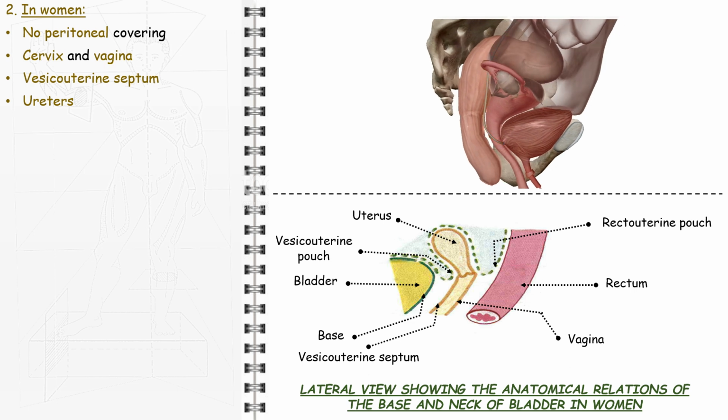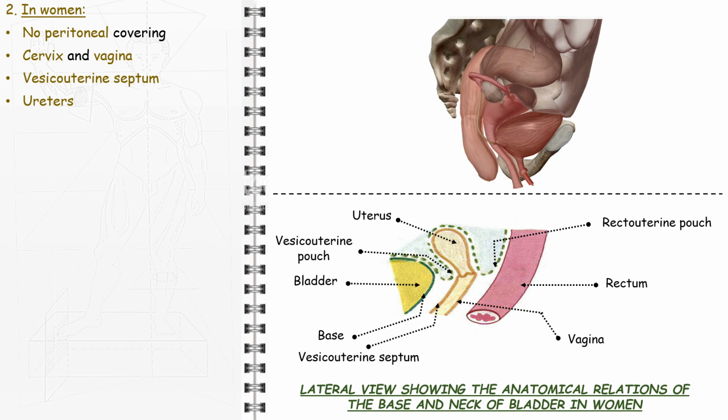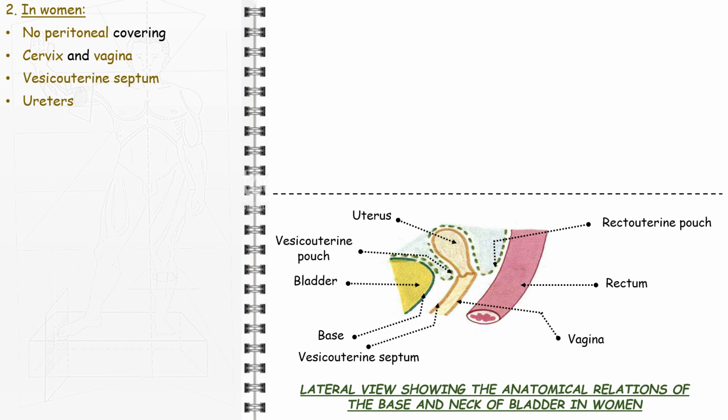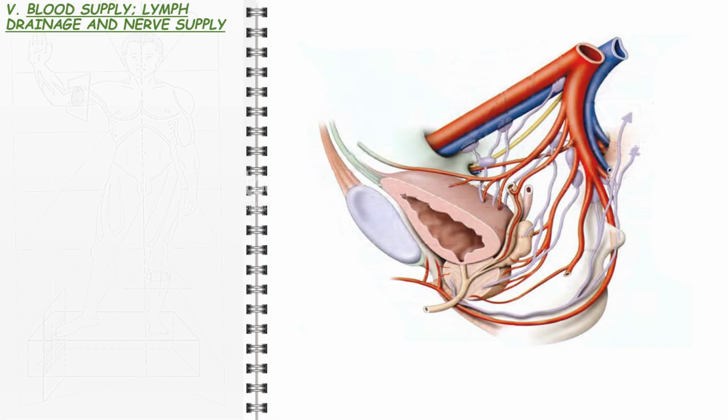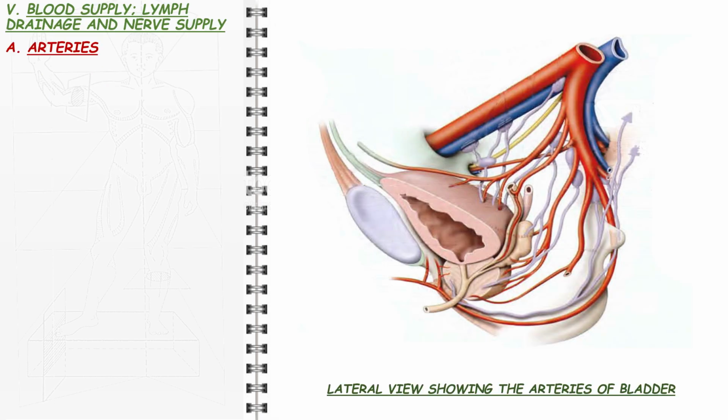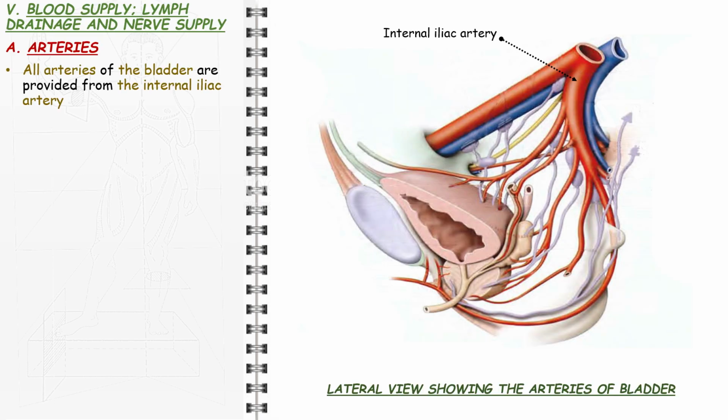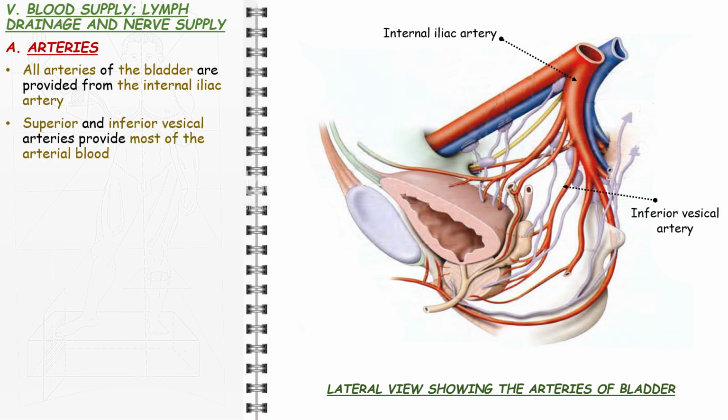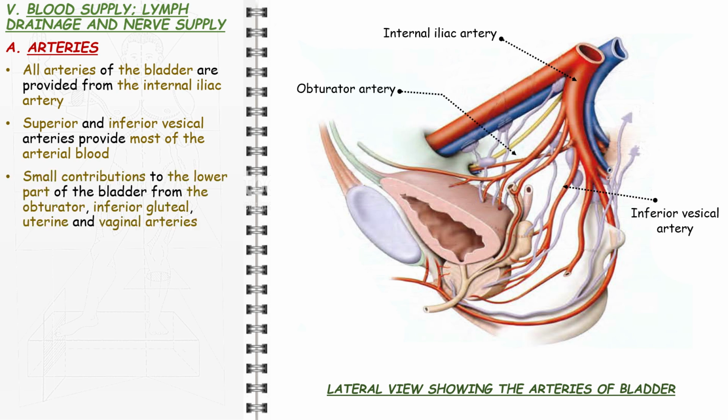The neck of the bladder is just behind the pubic symphysis. In men, it is strengthened by its continuity with the base of the prostate. In women, it is strengthened by the pubovaginalis part of levator ani. All arteries of the bladder are provided from the internal iliac artery. The superior and inferior vesical arteries provide most of the arterial blood, with small contributions to the lower part of the bladder from the obturator, inferior gluteal, uterine and vaginal arteries.